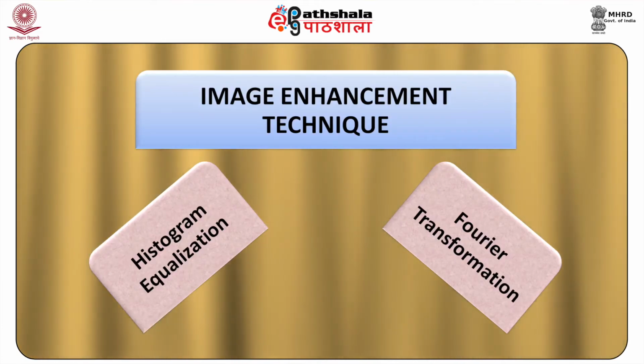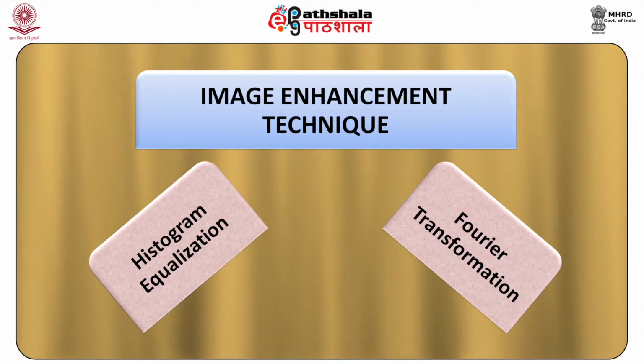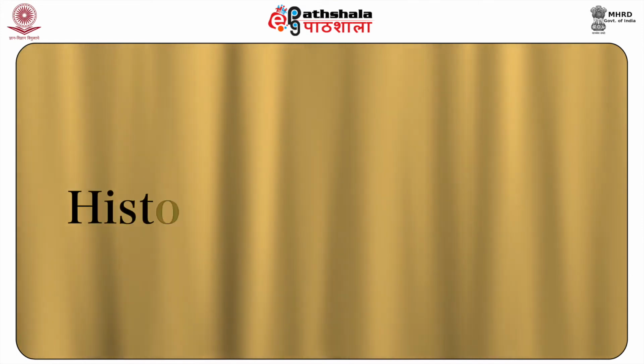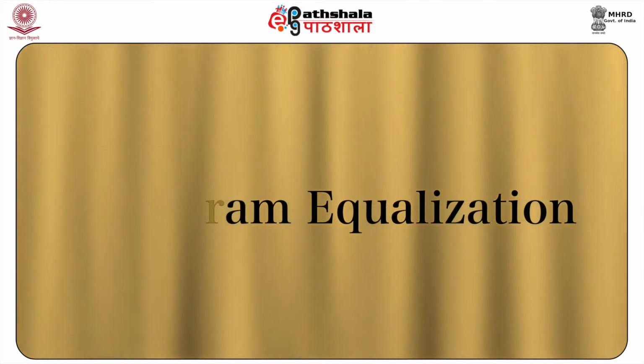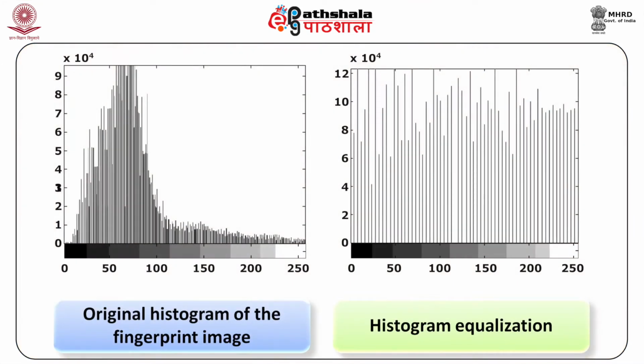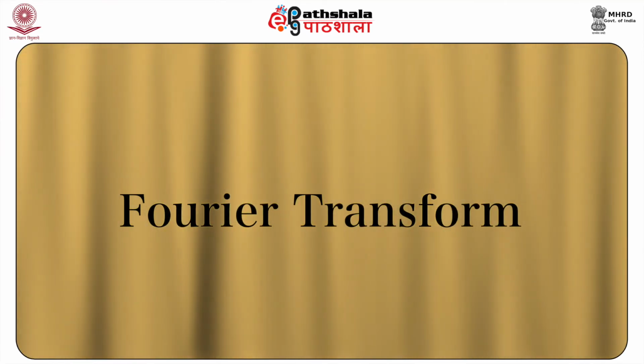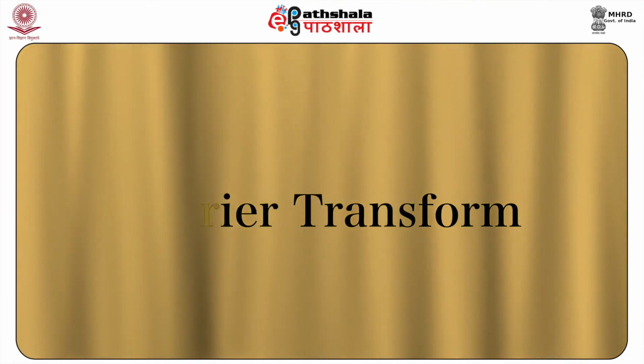The image enhancement technique involves two steps. Firstly, it is the histogram equalization and secondly, it is the Fourier transformation. So first, we will go in with the histogram equalization. In the case of histogram equalization, the pixel distribution of the image is expanded so that there is an increase in the perceptual information. The figure here shows the original histogram of the fingerprint image and this second figure shows that of the histogram equalization. Next, moving on to the second procedure, that is the Fourier transformation or the Fourier transform.